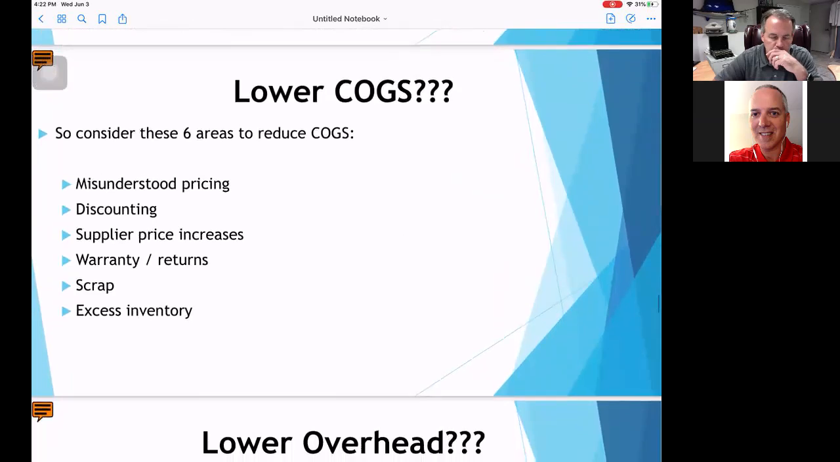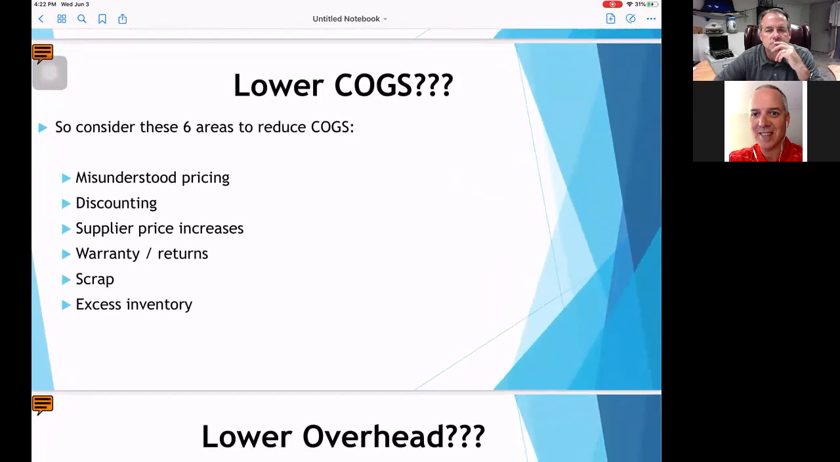So we talked about lowering your cost of goods sold or your variable cost, misunderstood pricing. You don't just do a markup of 35%. You have to actually do your 35% profit margin. Discounting really hurts you. Supplier price increases hurt you. Warranty and returns hurt you. Excess inventory hurts you.